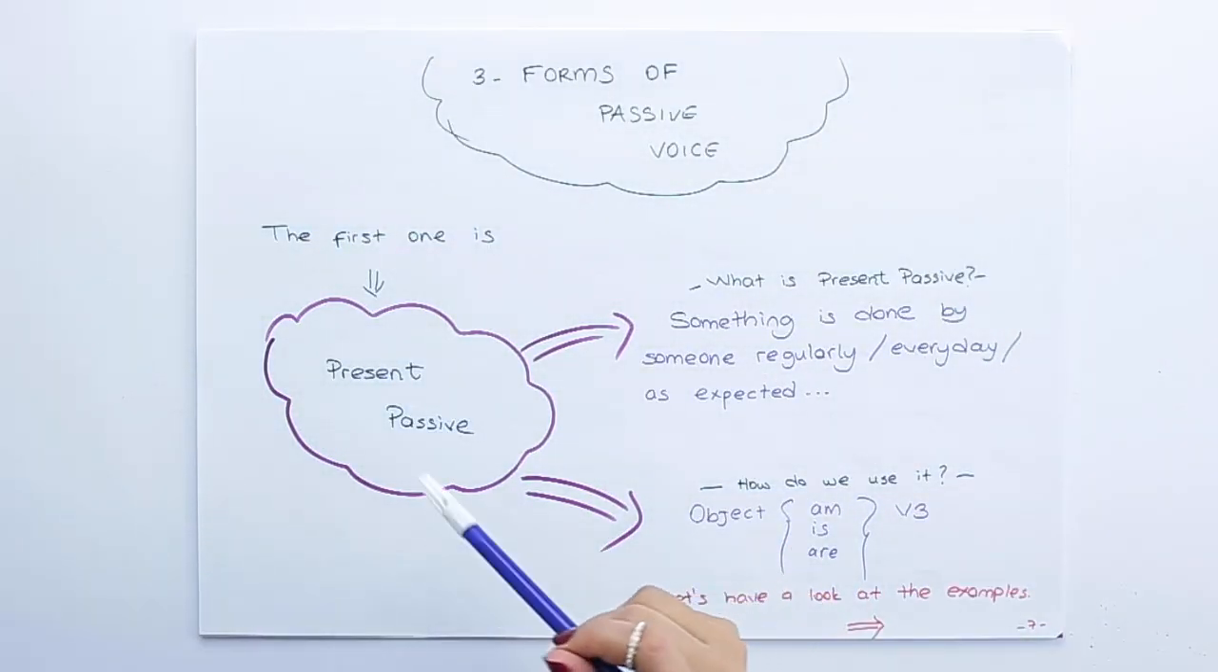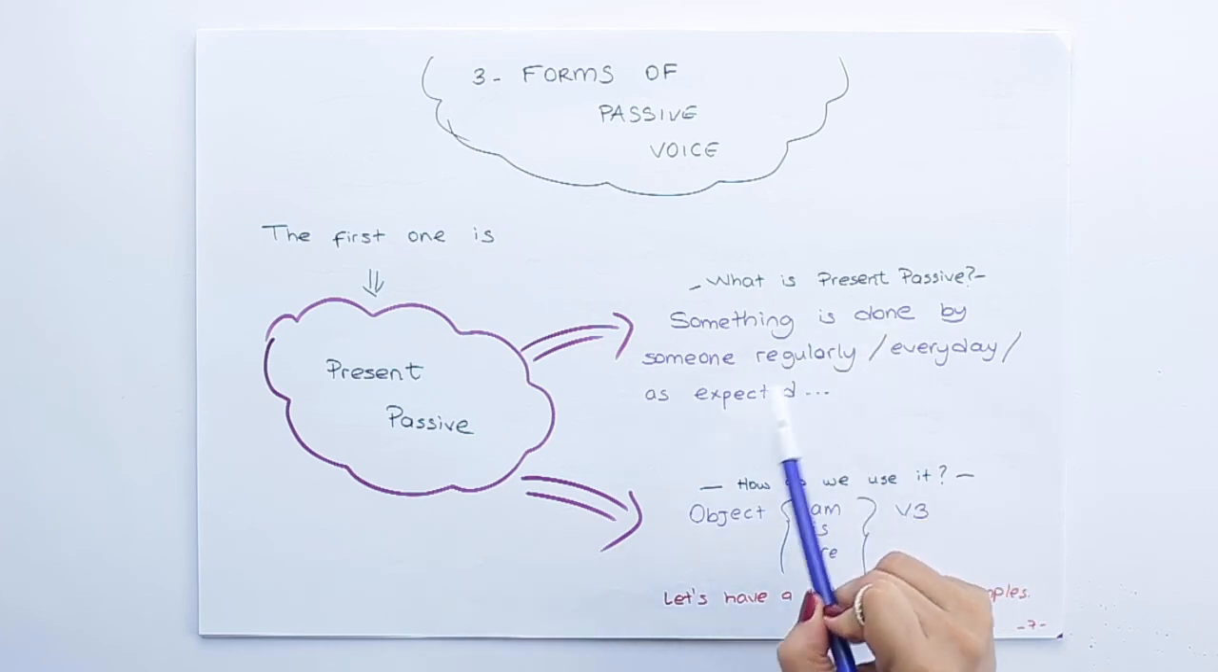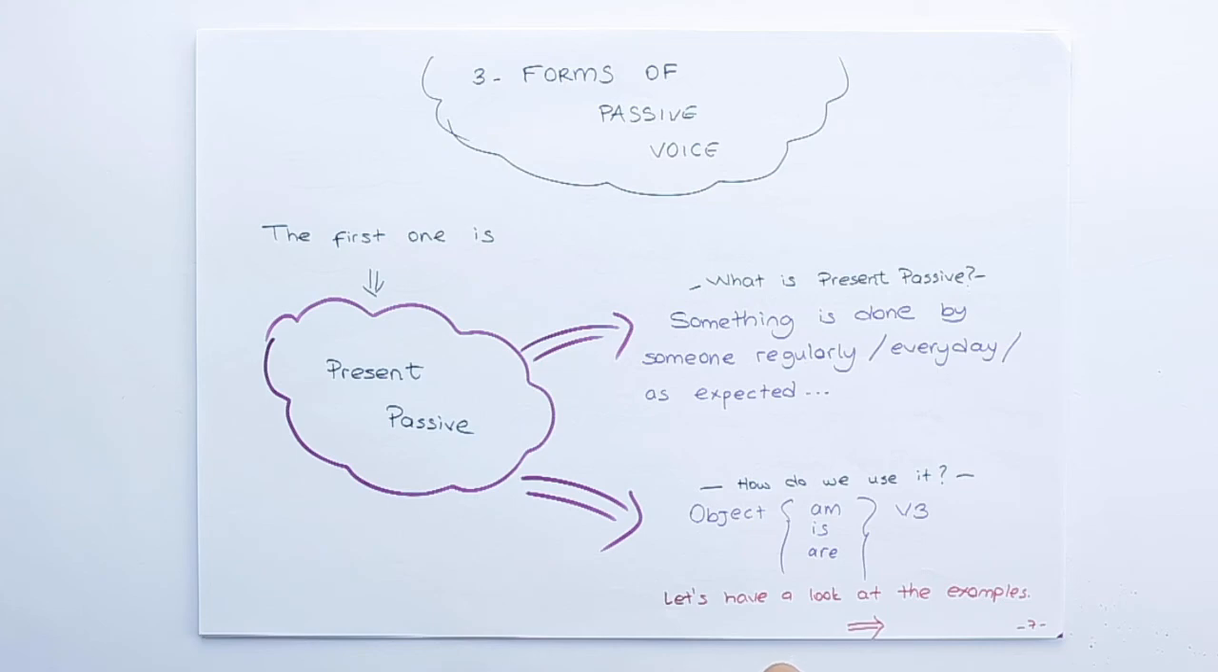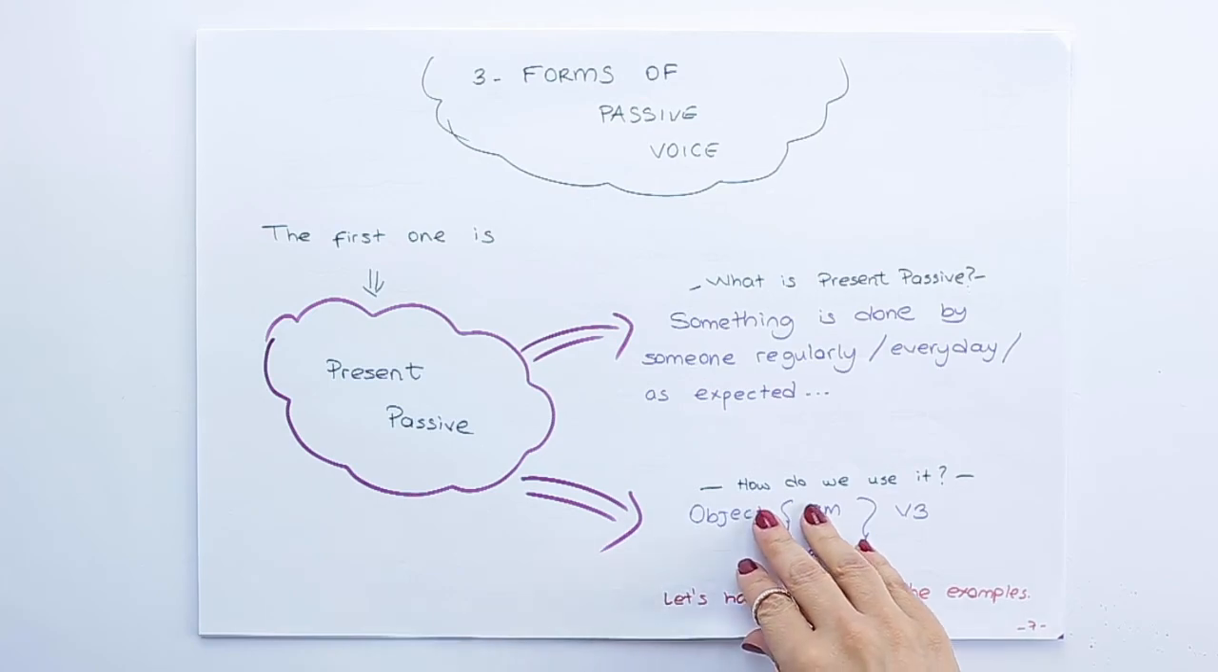The first one, present passive. What is present passive? Something is done by someone regularly every day as expected. How do we use it? Object, am is are, verb 3. Let's have a look at the examples now.